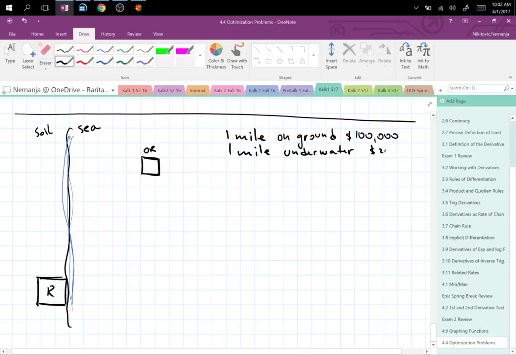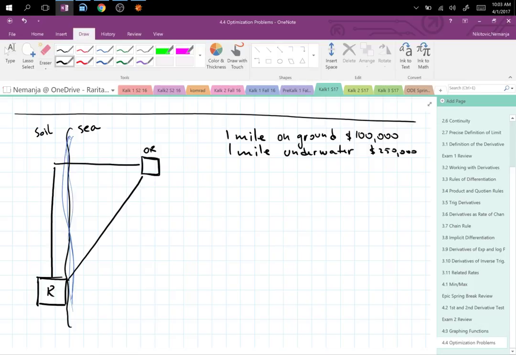250,000. I like it. 250,000 underwater. We have a choice to run on the ground as much as we can, and then take the shortest distance to the oil refinery, right? If you take a look, this ground line is the cheap pipe. But then you can say, maybe I can just go straight through this way. I have nothing on the ground, but this is the shortest possible distance we can have, right? So these are the two choices.